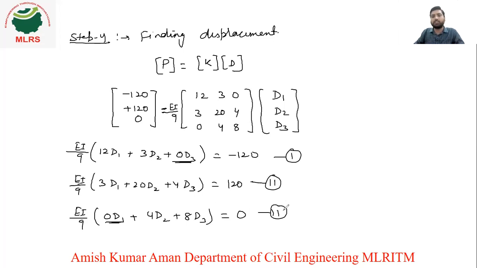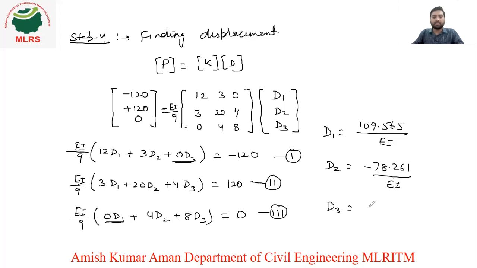This is the third equation. If you solve this in your calculator, you will get the D1, D2, D3 values. D1 you will get 109.565 upon EI. D2 you will get minus 78.261 upon EI, and D3 you will get 39.130 upon EI.